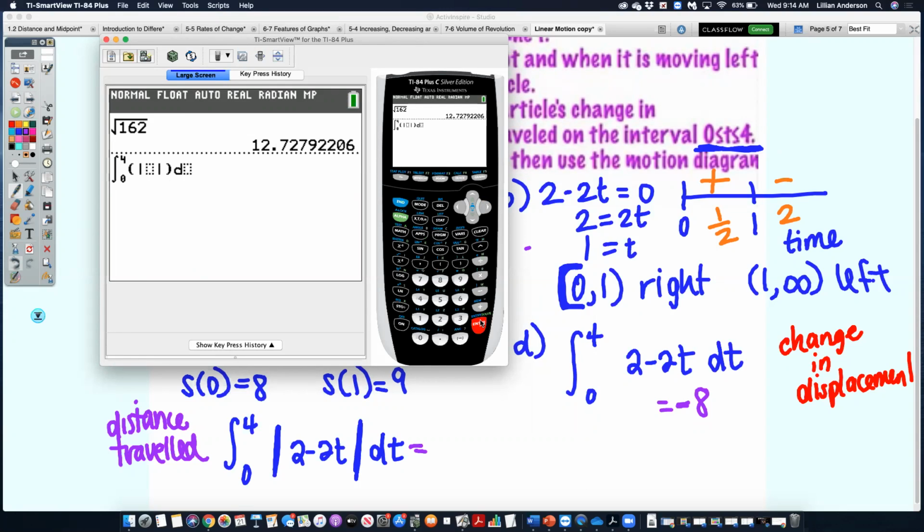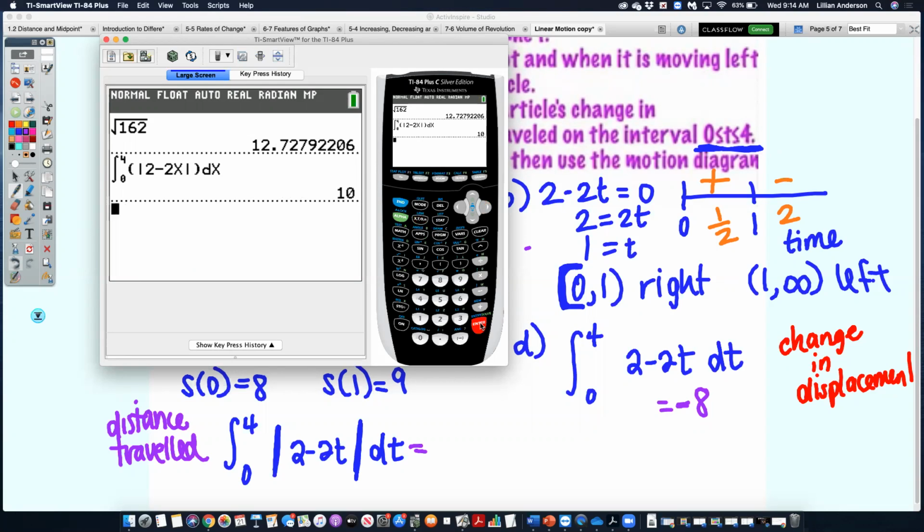Now, some of your calculators pop up actual absolute value bars. Some of y'all just pop up ABS with a parenthesis. So you'll type in your function, and instead of using t, we'll have to use x. If yours pops up ABS with the parenthesis, you have to make sure you close it off. Okay, you have to make sure you include an additional parenthesis to close off the actual function. And then you'll put dx, and then you'll click enter, and we get 10.